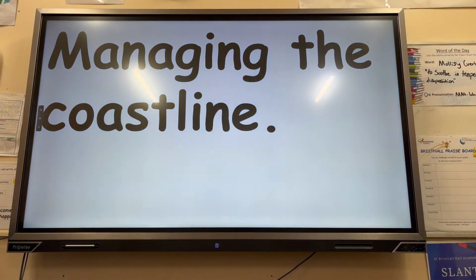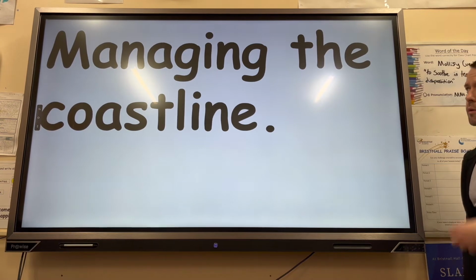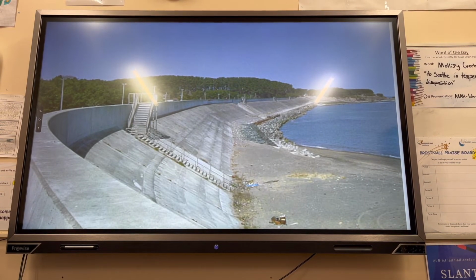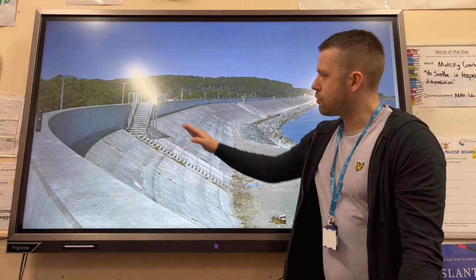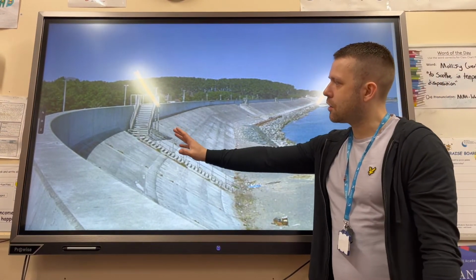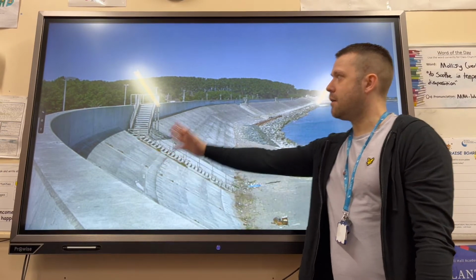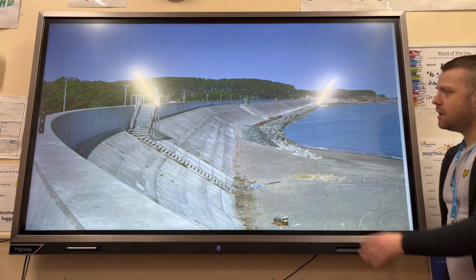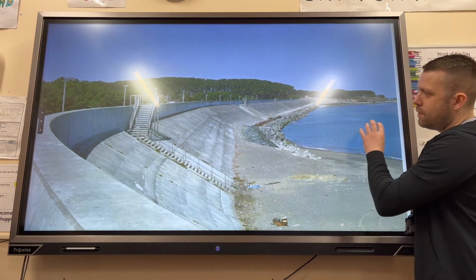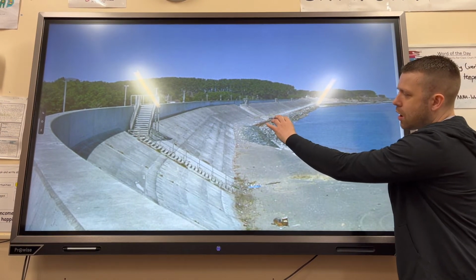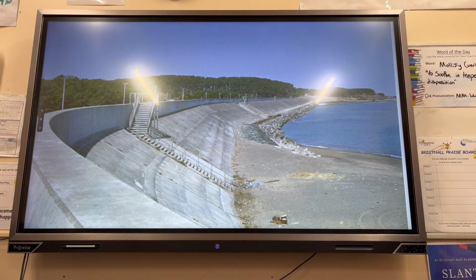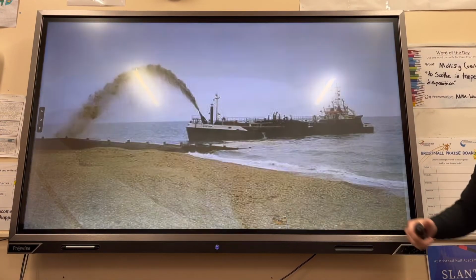The final thing we need to know about is managing the coastline. In this photograph, we can see some hard engineering. There is a huge concrete seawall that has been built, so when the wave energy hits the coastline, it is slowed down and reflected back into the sea. And we can also see some rock armour at the base of the cliff, with the idea that the waves hit the rock armour and the energy is reduced, again reducing impacts of erosion.